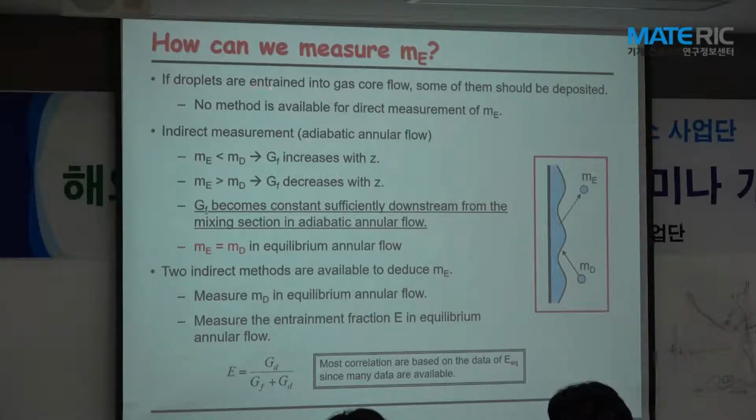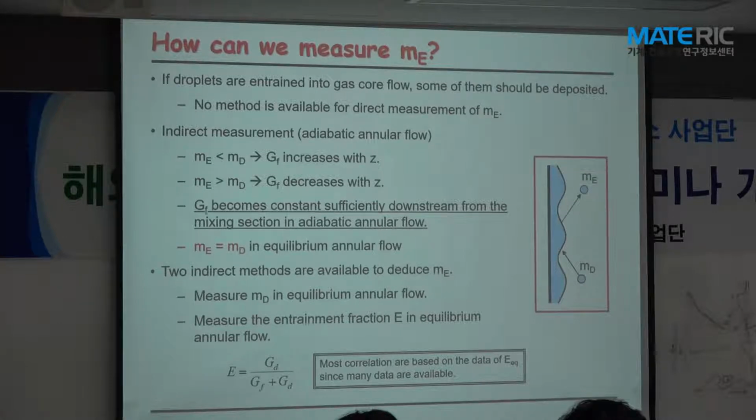If droplets are entrained into the gas core flow, like this, some of them should be deposited. If there are 100 droplets, maybe 1 or 2 droplets are deposited. So the conclusion is, if there are droplets, some deposition should occur. In that case, no method is available for direct measurement of the entrainment rate. So we have to take an indirect measurement.